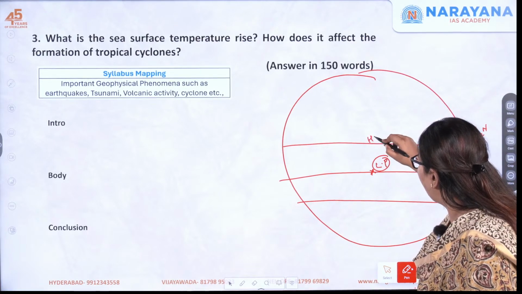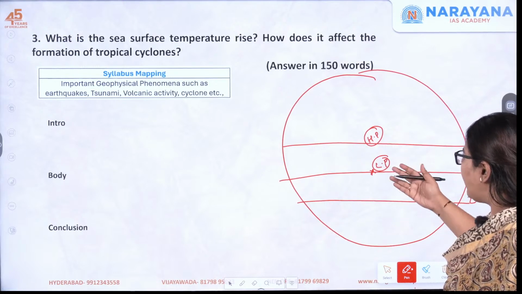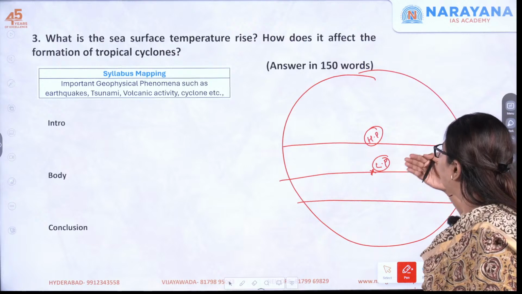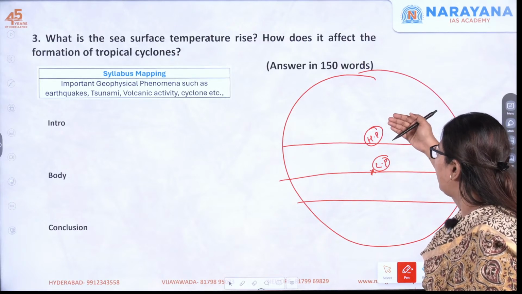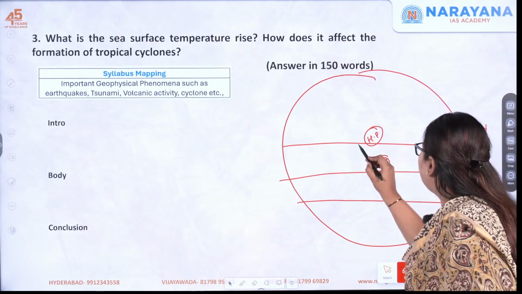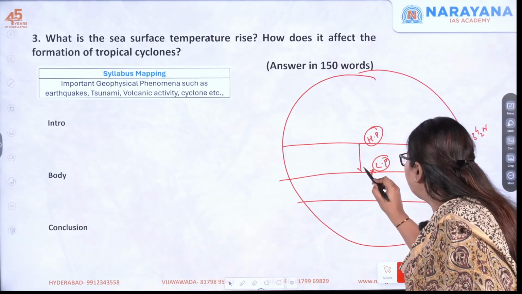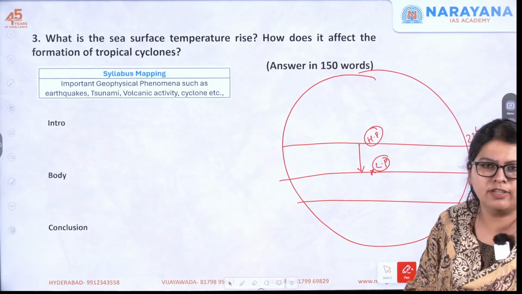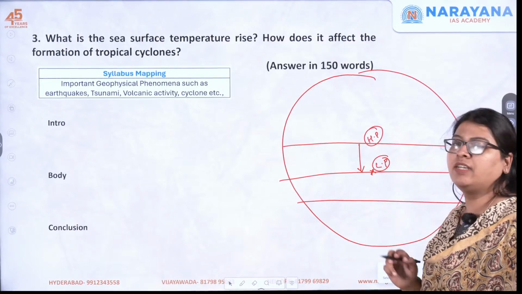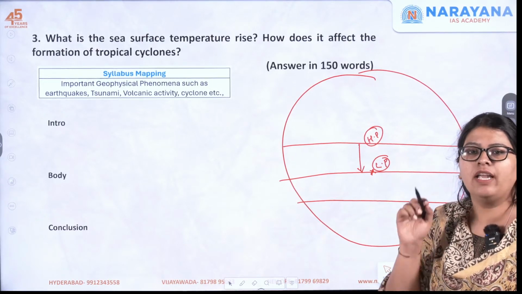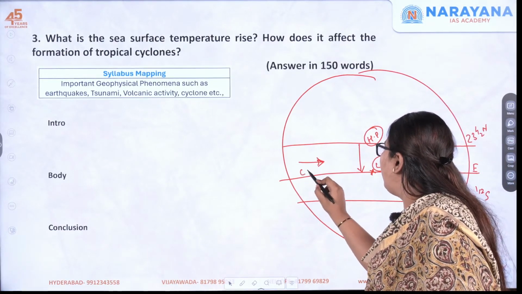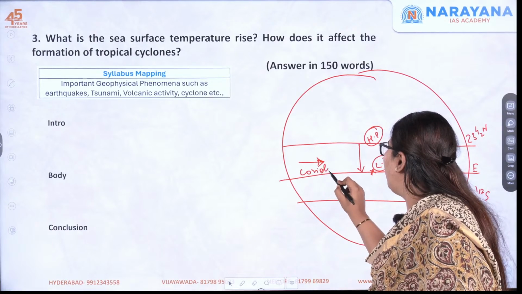So this is a high pressure region. All of this is happening in the upper atmosphere. When the air moves to the high pressure region, it cools down and sinks. When it sinks on the surface, it comes from high pressure to the low pressure region, right? But the direction of the wind is not the same, because it is under the influence of something called the Coriolis force.